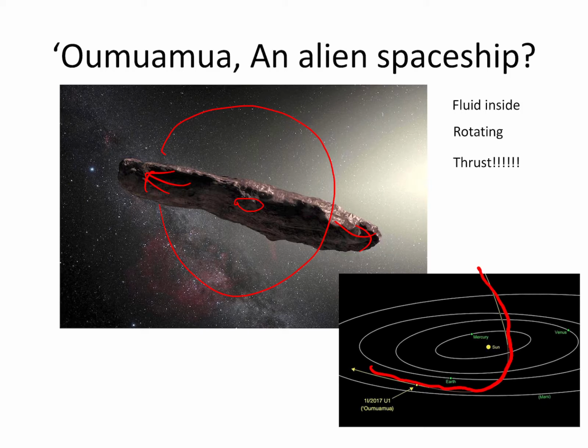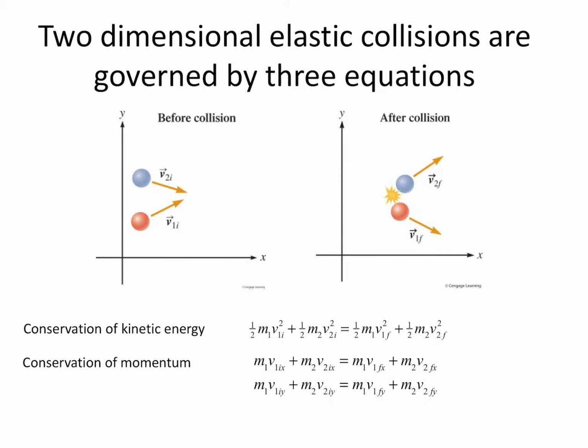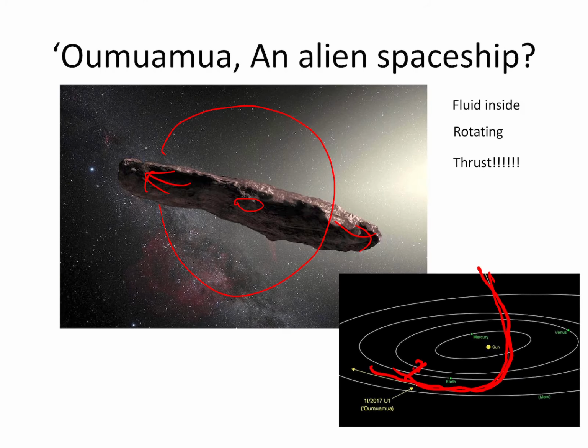And then it seems from observation its trajectory is not entirely due to gravity. It also has thrust to modify its trajectory. So all these unusual properties make some professors say there is a possibility this is an alien spaceship. Well, we don't know yet, do we?